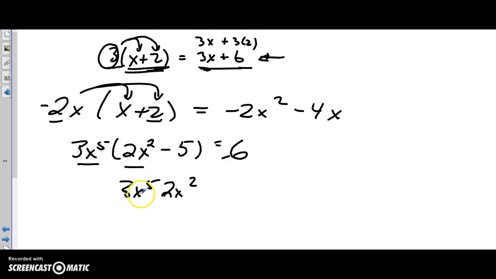3 times 2 is 6. And then x to the 5 times x to the 2. Remember, add the exponents, x to the 7. That's not a negative, that's a scratch. So 6x to the 7, that's my first little bit. And then here, 3 times 5 is 15, with the minus, minus 15. Remember, the negative sign goes with this here. So minus times a plus is a minus, or a negative. And then x to the 5, I don't have anything here, so it's just x to the 5.